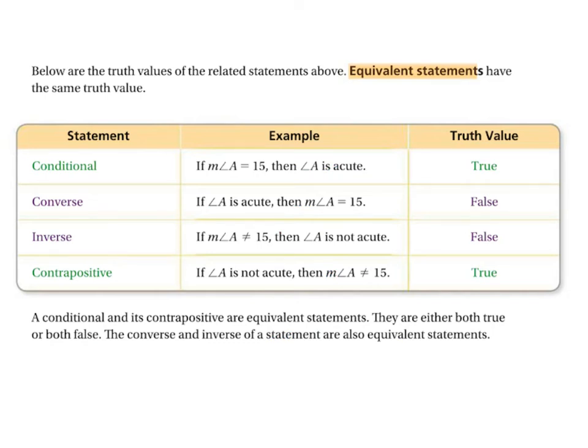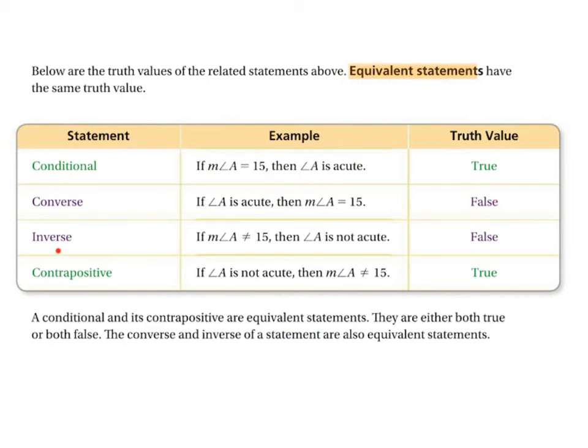The conditional: if the measure of angle A is equal to 15, then angle A is acute. Yeah, all 15-degree angles are acute. That's true. What about the converse where we switch them? If angle A is acute, then the measure of angle A is 15 degrees. No, there's a lot of other measures that are considered acute. Angle A could be acute, but it's not 15, it's 45, for example. So knowing it's acute doesn't automatically mean that you know its measure is 15. That's a false conditional.